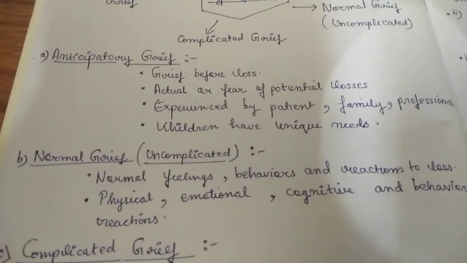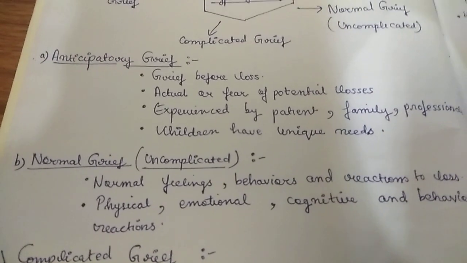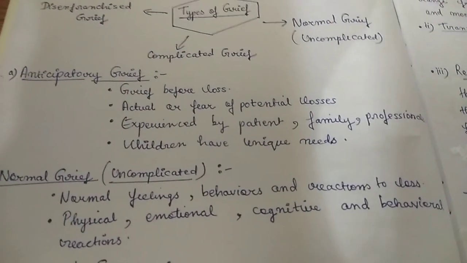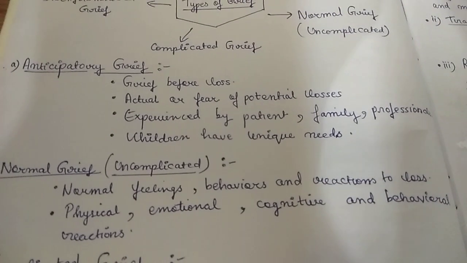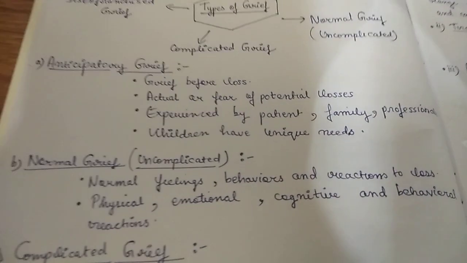And next one is normal grief, which is not a complicated form of grief. It is just a normal feeling, behavior or reaction towards any loss. It can be a physical, emotional, cognitive and behavioral reaction towards the loss.